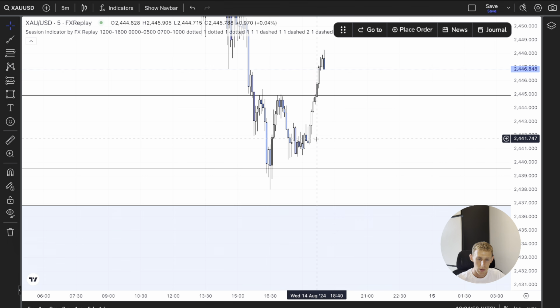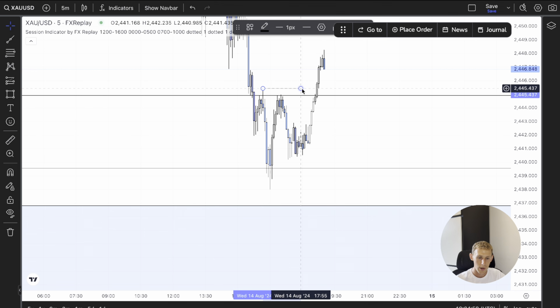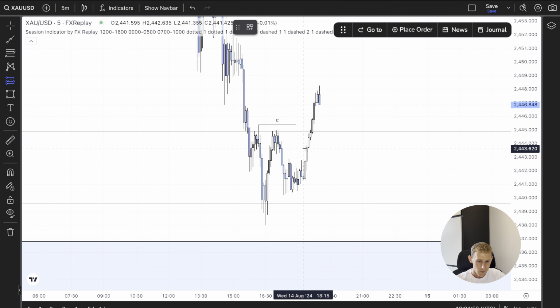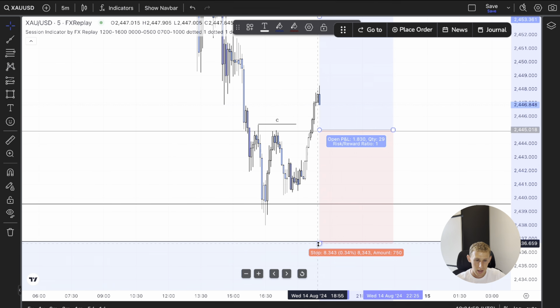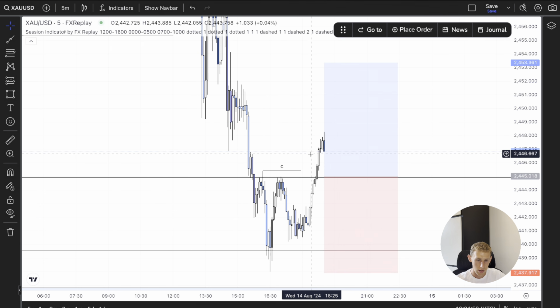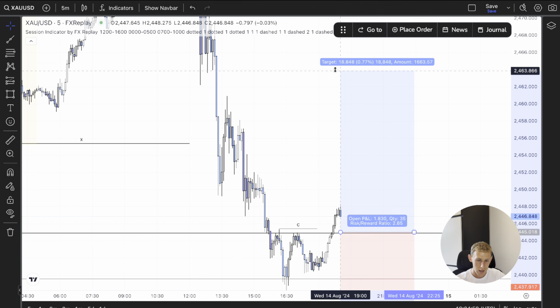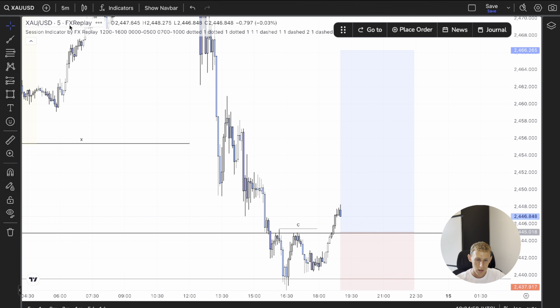So notice how it didn't respect the demand, it swept the demand and then gave us a change of character. One thing I always emphasize inside VIP is that when these areas of higher time frame supply and demand are swept like this, so price goes slightly lower, the trade becomes a lot more high probability. So I'm going to wait for a retracement into, this is probably going to ruin the risk to reward. Let's just have a look. Can we get a 1 to 3 on this?